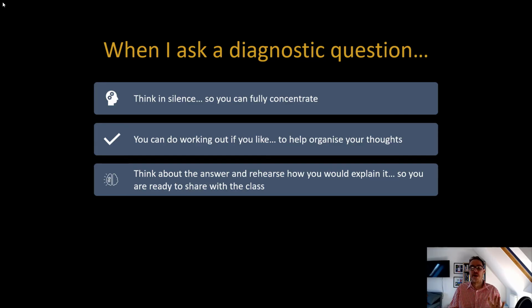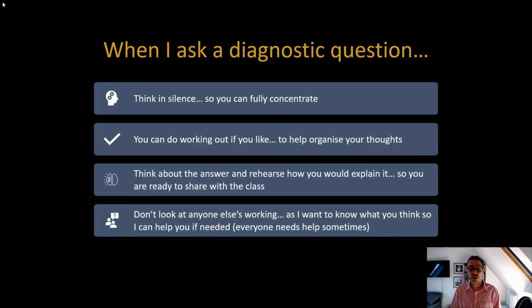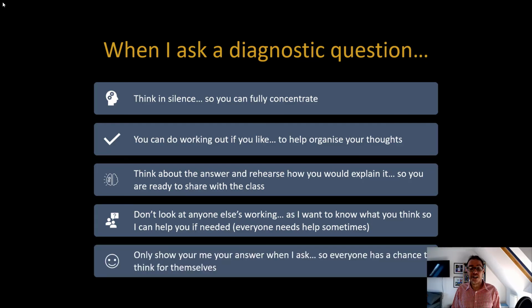That saves so much time in my process for diagnostic questions. Final two. Don't look at anyone else's working. Now, this feels like a real imposition for students. Why? Because I want to know what you think so I can help you if needed. Everyone needs help sometimes. And finally, and this is the bane of my life, students know, sir, the answer's C, the answer's D before anyone else has had a chance to think. Only show me your answer when I ask. Why? So everyone has a chance to think for themselves. So I think those tiny tweaks, whenever we're thinking about a routine that we want to introduce to our students, justifying the steps of it, can get them to increase that buy-in and that attention, which is the first step along the way to remembering that routine.